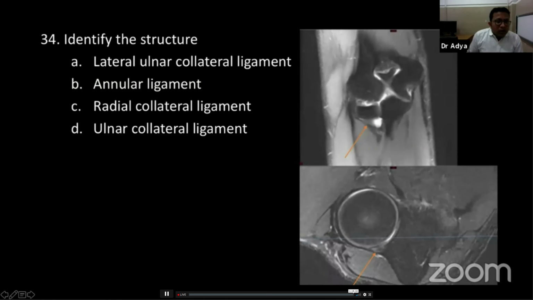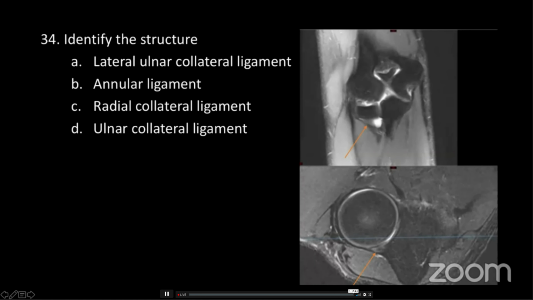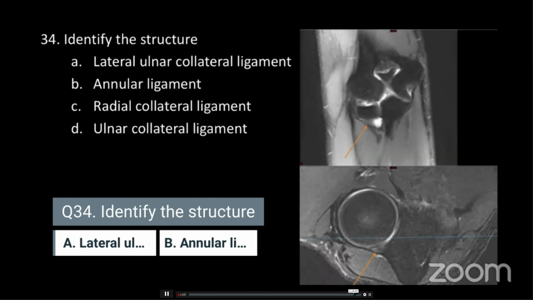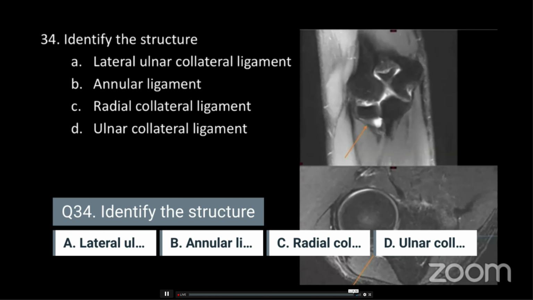Correct. Now, next question, identify the structure. A, lateral ulnar collateral ligament, B, annular ligament, C, radial collateral ligament, or D, ulnar collateral ligament. This structure. Ending the poll, sir. So 60% of people are saying it's option C, radial collateral ligament.